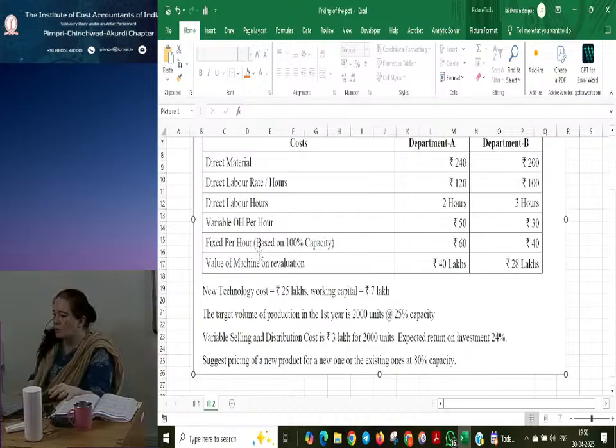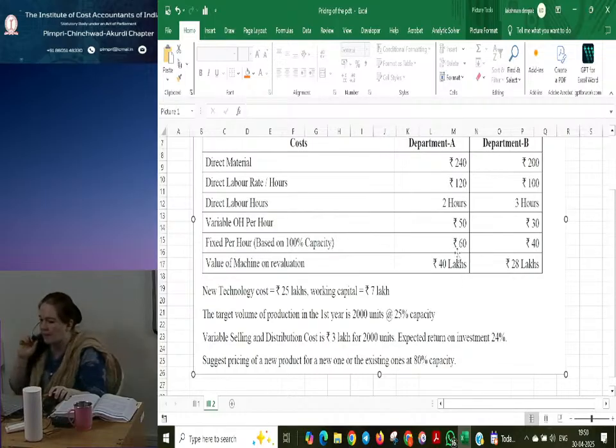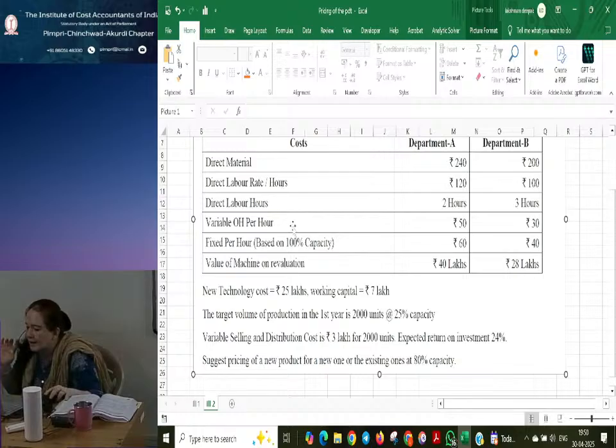Well, looking into the fixed overhead per hour based on 100% capacity, it is rupees 60 for department A and rupees 40 for department B. This is for 100% capacity. So you should be very careful about the 100% capacity parameter. These are all variable: direct material, direct labor, variable overhead. For fixed per hour, we have to look at the capacity level.